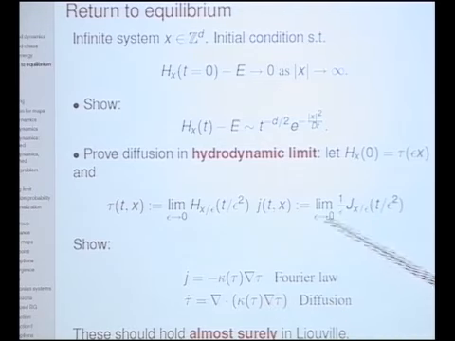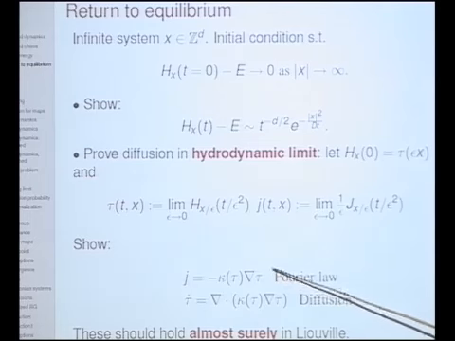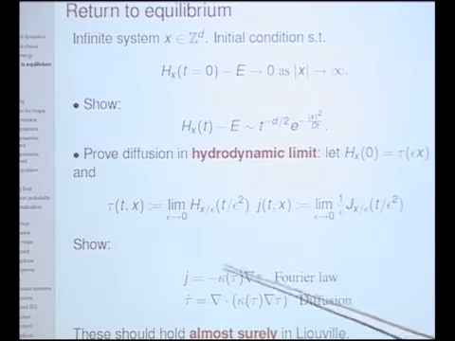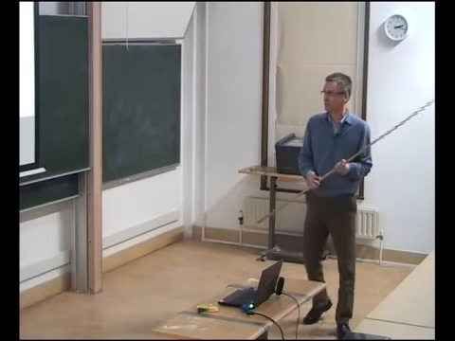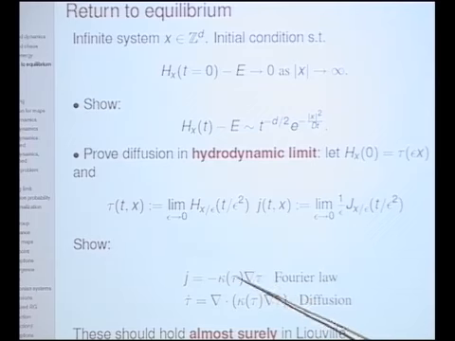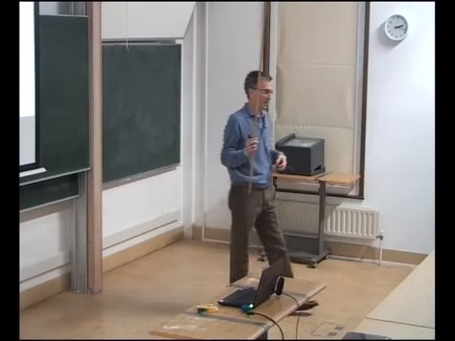Then you would like to show that these weakly converge to some function in the continuum, and that function would satisfy a nonlinear diffusion equation, and the current would converge to something tied to the gradient of the tau variable, the temperature, by a function of tau times the gradient of tau. So that's the analog of the statement of taking the hydrodynamic limit in this system.